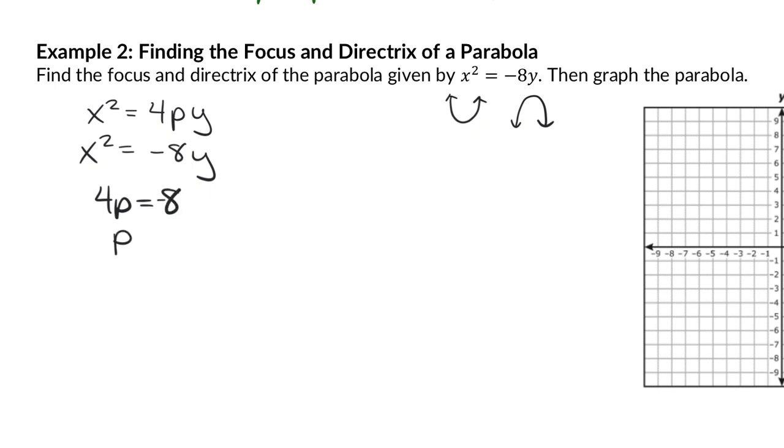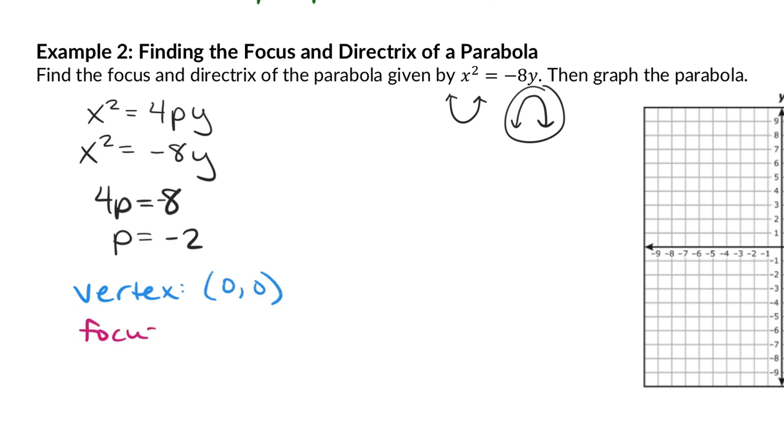Therefore, what is p equal to? -2. Are we going to have a happy parabola or a sad parabola? Sad parabola. So we know it should be opening down. Okay. We already have enough information to get started. Because we don't have any numbers added or subtracted to x or y, my vertex is going to be 0, 0. For the focus, this time, since we have an up and down parabola, we're not going to put the number for the focus, the p-value, on the x-coordinate. We're going to put it on the y-coordinate, which means our focus is at 0, -2.